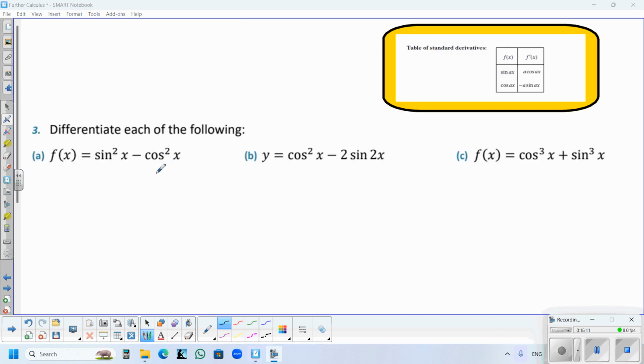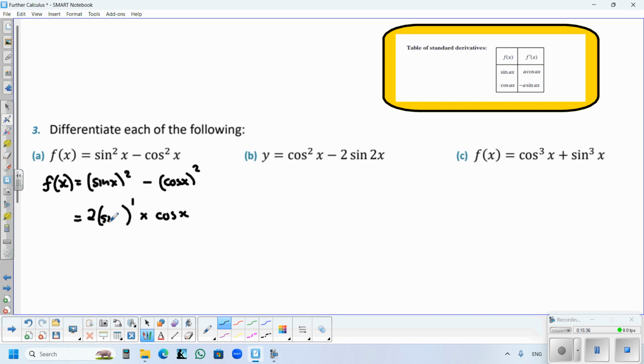Okay, here we've got a combination. So I'm going to prepare this one. So f x is equal to sine x to the power of 2 minus cos x to the power of 2. So we'll do them in stages. Multiply by the power, take 1 away from the power, multiply by the derivative of the bracket. Derivative of sine x is cos x. I'll fill sine x in there. Then we're on to this minus, and we multiply by the power, so it's minus 2 cos x to the power of 1, and the derivative of cos x is minus sine x.